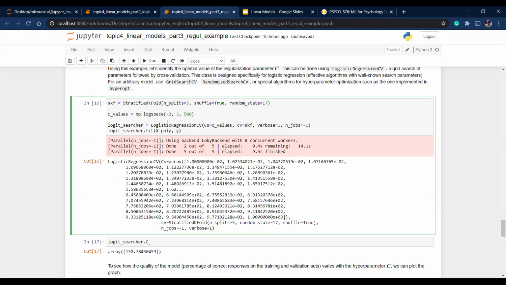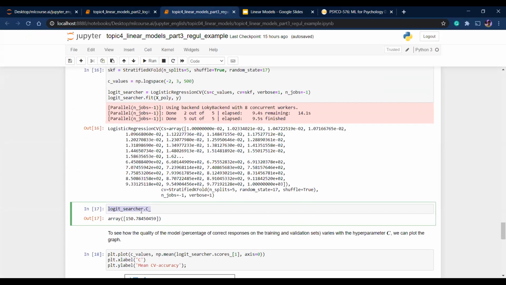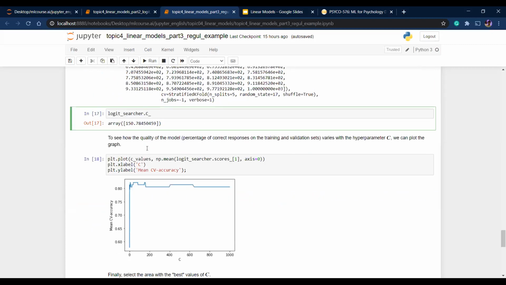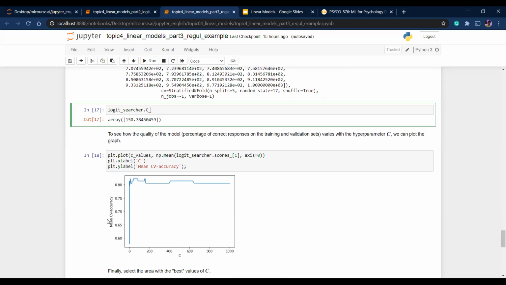Fine. So I think that's clear, and I think you guys have a good understanding of what this cell is doing. This is nothing but the best parameter that gives the minimum squared value, minimum loss. So best parameter of C that gives the minimum loss. And this is just printing the mean cross-validation accuracy.